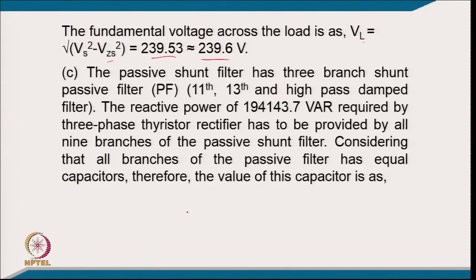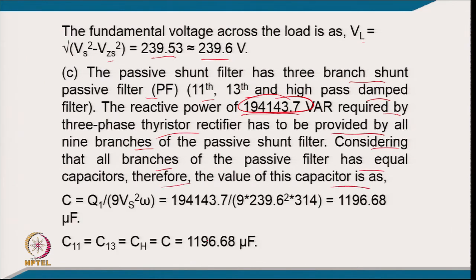Now, coming to part C, the passive shunt filter has a 3-branch filter: 11th, 13th, and high pass damped filter. The reactive power of 194 kVAr required by the 3-phase thyristor bridge converter has to be provided by the 9 branches of the passive shunt filter, considering that all the branches of the passive filter have equal capacitors.